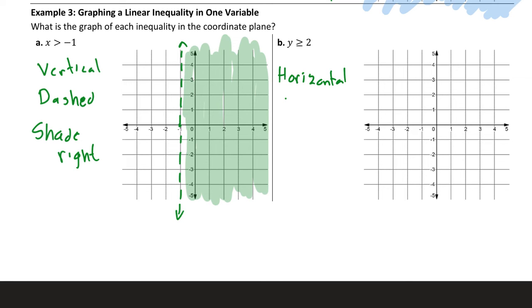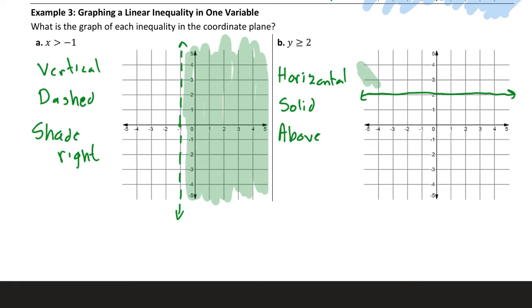Since it's greater than or equal to, that line will be solid. And I'm going to draw that first. Horizontal line at y equals 2. That is solid. And it's greater than again. So in this case, I would shade above the line.